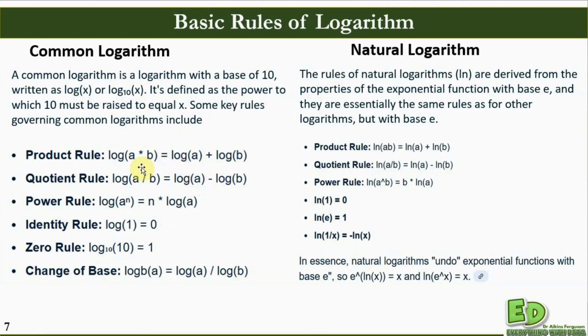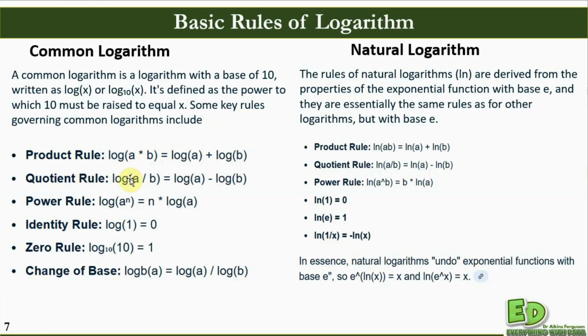We have the first one, which is called the product rule. So the product rule is log of a multiplying b, so log of the bracket a times b. Where you are multiplying, the terms that are multiplying in the bracket become addition outside. So log(a times b) is equal to log a plus log b.